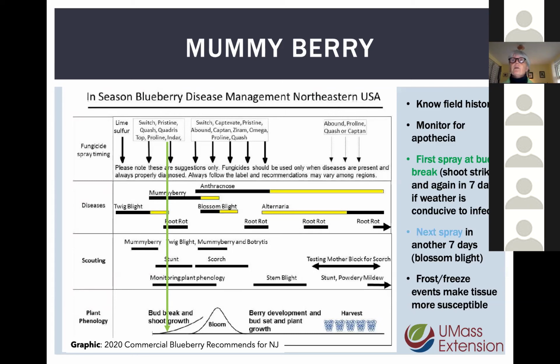So as I said, the first spray can be around bud break or a little bit later on. And then when conditions are really conducive to infection, you may want to do another spray 5 to 7 days after that to really try to tamp down those shoot strike infections. And then if the conditions continue to be conducive to infection and you know you've had a big problem, you may do a third spray, again another 7 days or so later, to target that blossom blight.